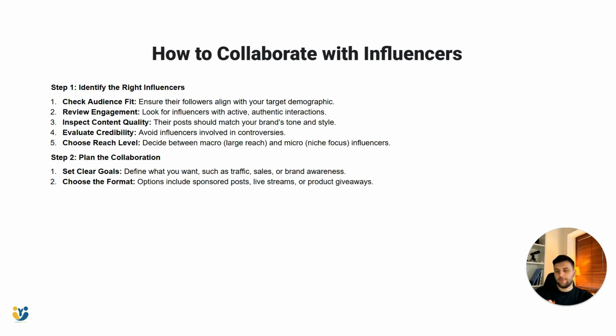Next, choose the format. Options include sponsored posts, live stream, or product giveaways. Again, you have to decide what works the best for your specific product. And if I were you, if you don't know what to choose from, I would simply use a paid version of ChatGPT and give it a simply written but detailed question about what you should do when you want to collaborate with influencers and what kind of posts it would recommend to you. It will give you an absolutely unbelievable answer, right?